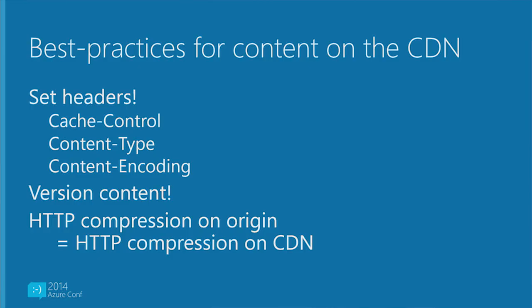So in conclusion of all these things, some best practices for hosting content on the CDN, whether you are using blob storage or whether you are using cloud services, is set headers. The cache control header, the content type header as well, preferably. Version your content. And do note that if you enable HTTP compression on the origin, HTTP compression will also be enabled on the CDN as well, which is interesting and works with cloud services as well as blob storage. So if you upload a gzipped version of your content there, the content will be served gzipped from the CDN as well.